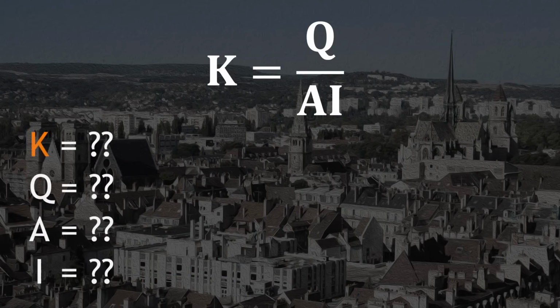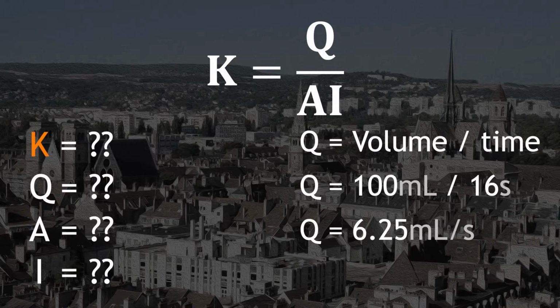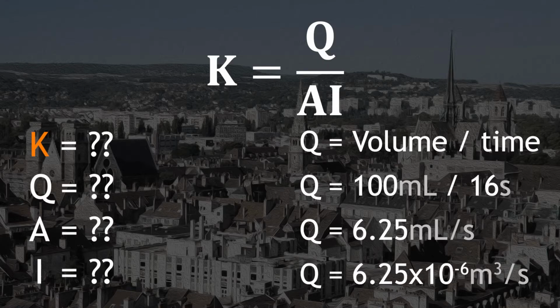With the volume and time data in hand, we can now calculate and fill in the Q in Darcy's law. Q as a volume over time will be 100 milliliters over 16 seconds. However, Darcy's law's values are commonly converted to meters, so we will do the same. Thus, the Q becomes 6.25 times 10 to the negative 6 meters cubed per second.